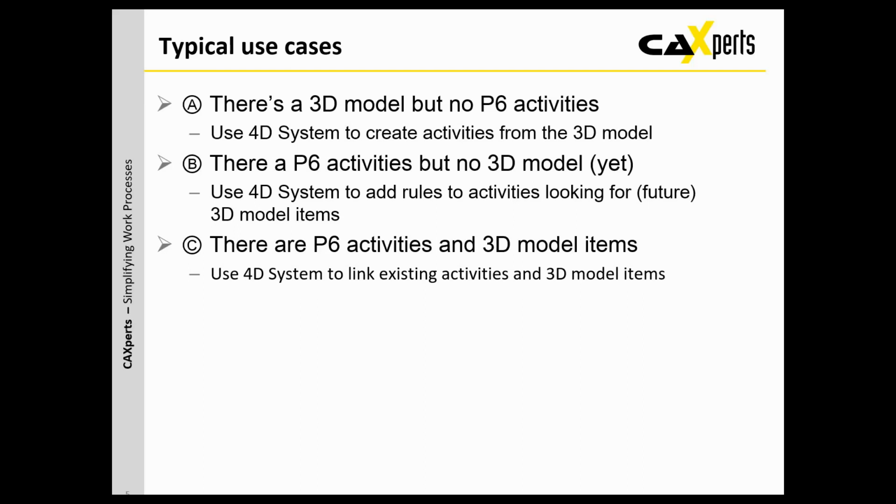And the third typical use case is that you already have P6 activities and 3D model items. Perhaps you are an owner operator, so you have an as-built model of your plant, and you already have some P6 activities, for example, on how to replace a certain tank or rebuild a certain area. In this case, you can just use 4D System to link the existing activities and the existing 3D model items.